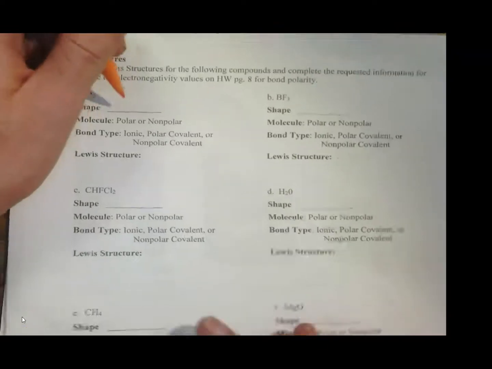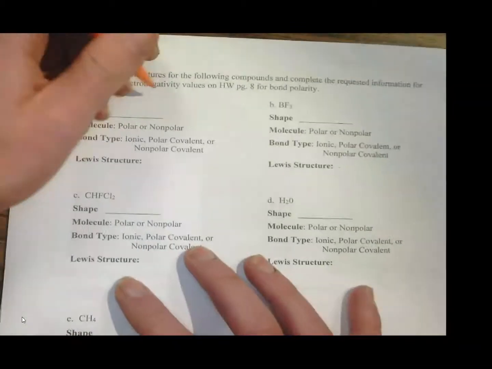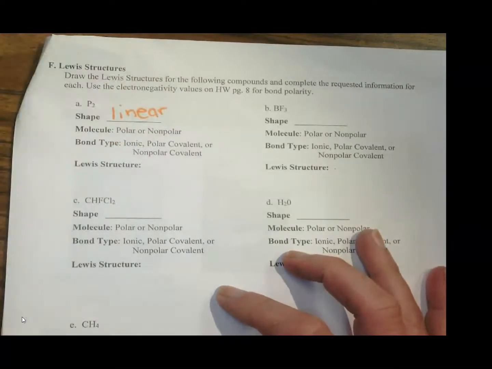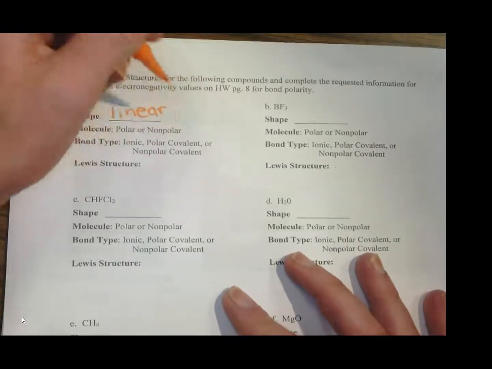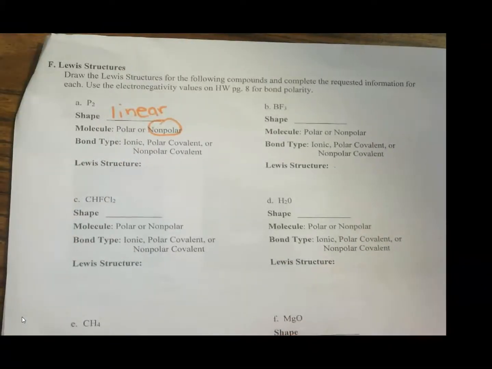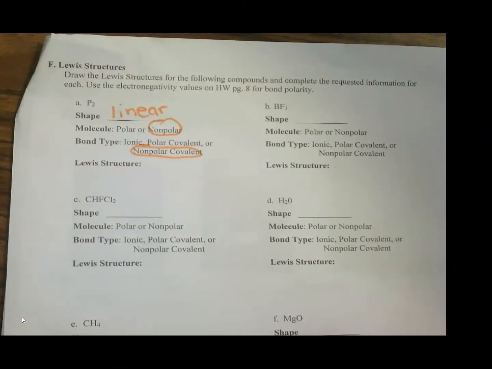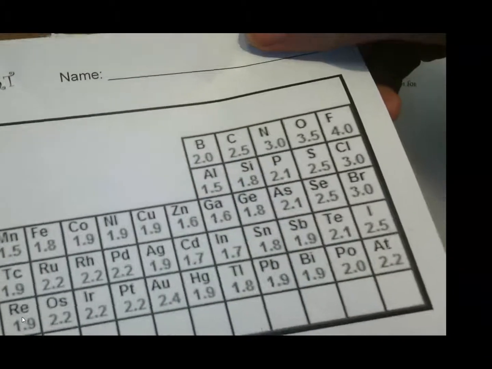Okay, future Miss Sapphire back. Alright, we're going to draw a couple more. P2, our shape. I know this is going to be linear because there's only 2 things involved. Because they're the exact same thing, they're going to share equally, right? Neither phosphorus is going to take more from the other, so it's going to be nonpolar as a molecule. The difference is going to be 0, so it's also going to be nonpolar covalent. I know the electronegativity difference is going to be 0 because it's just phosphorus minus phosphorus on the electronegativity chart, right? So the phosphorus, 2.1 minus 2.1.